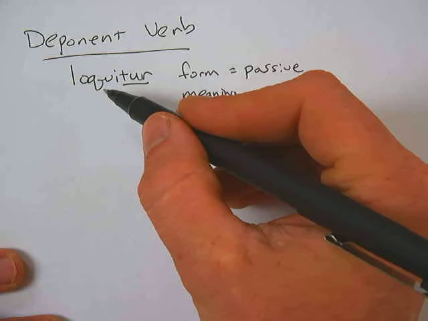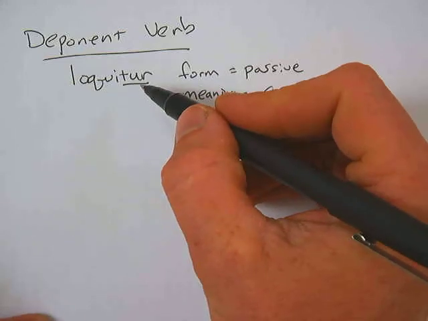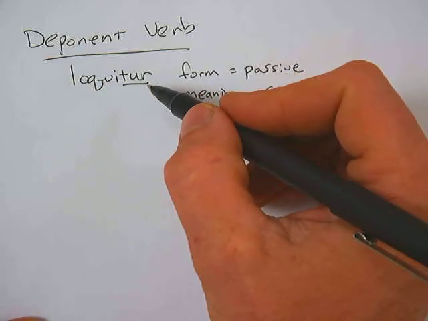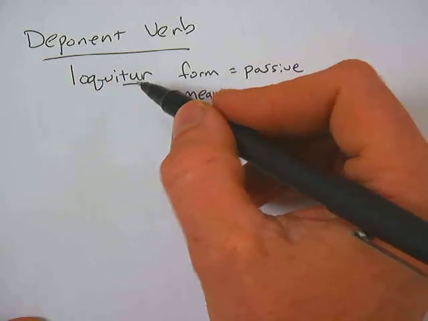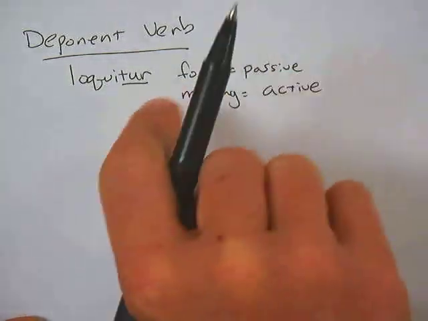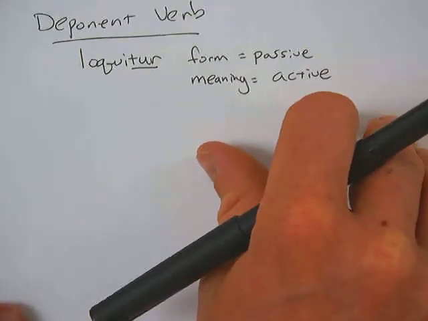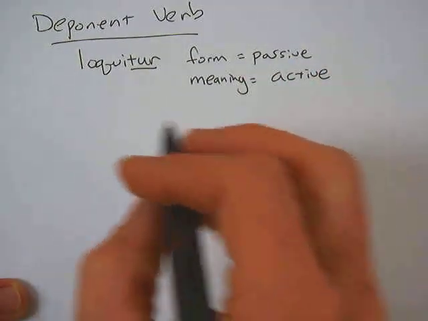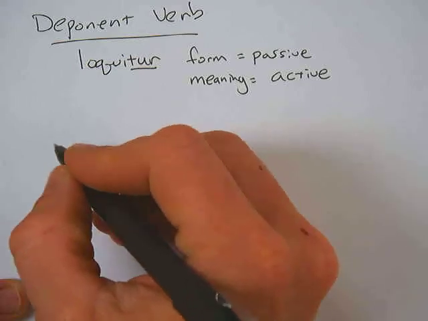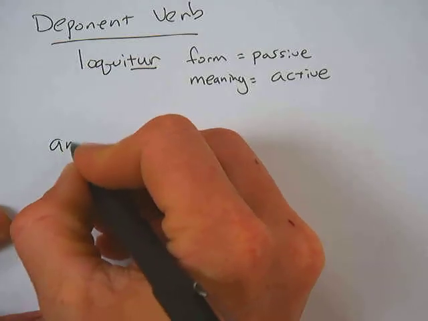That's why depono means I put down, I put aside. They've put aside all their active forms. There is no loquit. There's just a loquitur. And it always is active in meaning. Okay, it's never passive in meaning, it's active in meaning, even though it's passive in its form. You would think it's passive, but it's not.